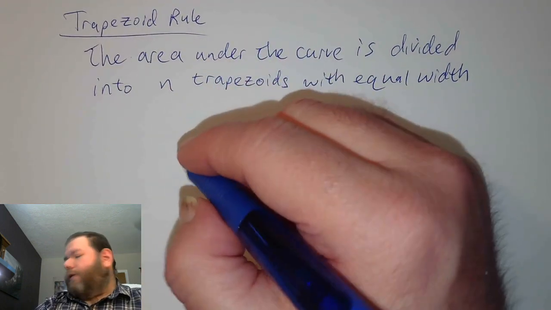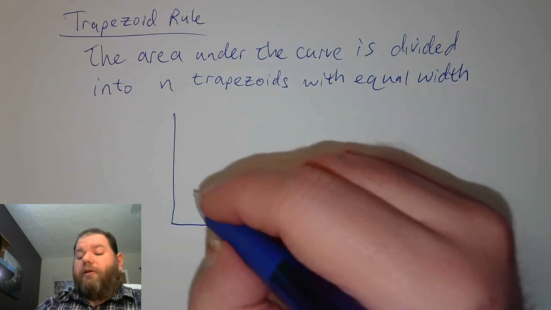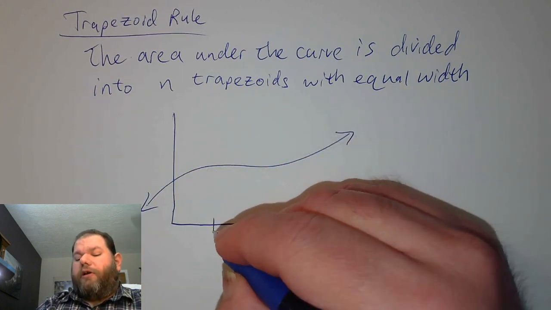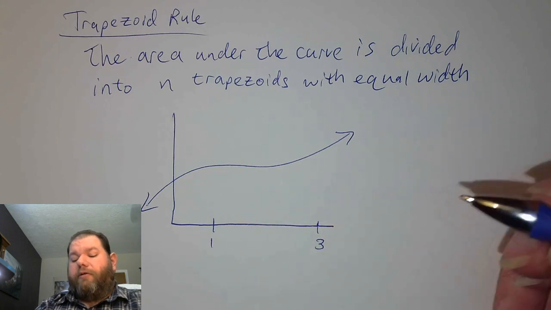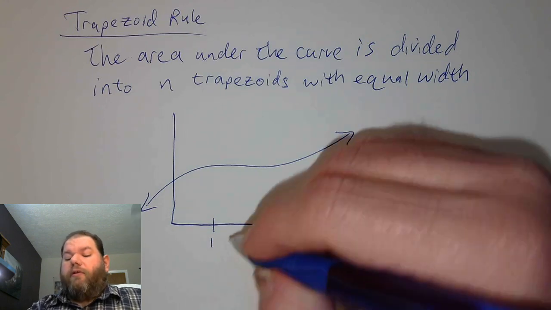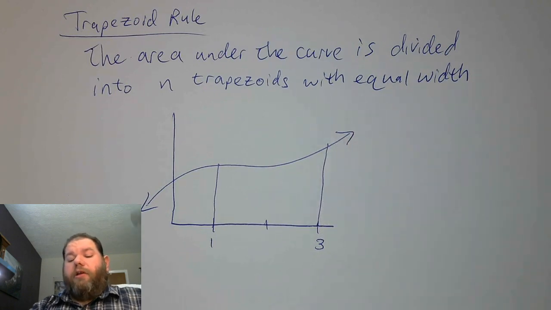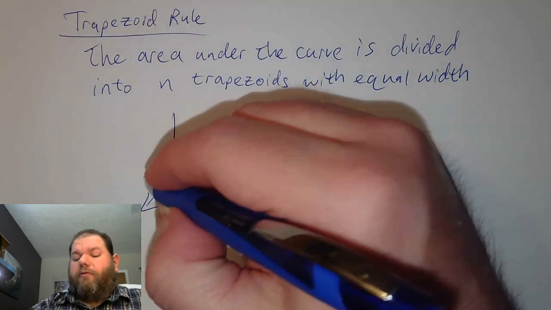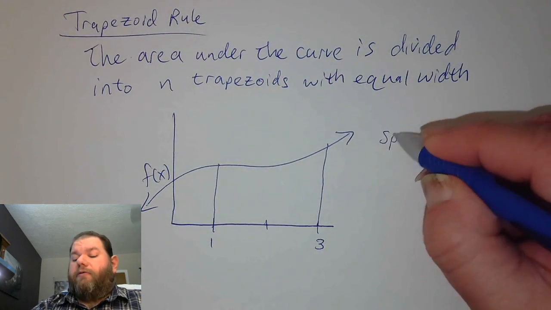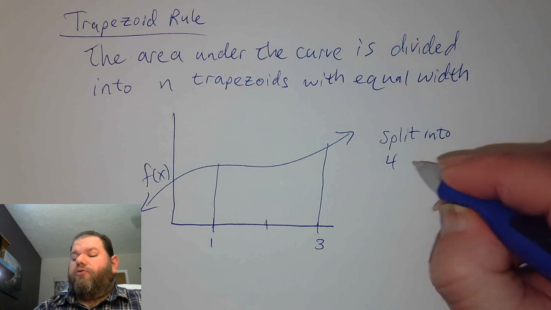And so the idea is, let's look at a sketch, and I'll do just a basic example. So we have a curve, and we're looking at it from 1 to 3. Okay? So we're interested in this interval in particular. So this is f of x, and we're going to split it into 4 trapezoids.